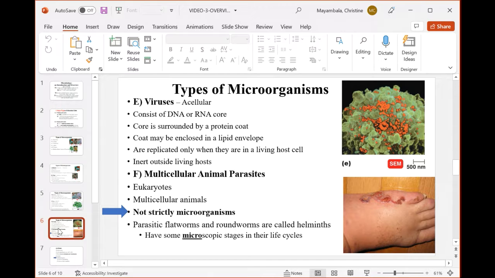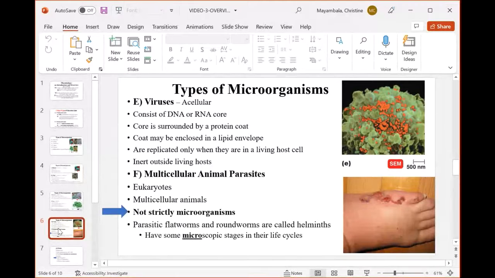But even though they're not complete cells, we know the kind of danger they can cause, because, as the slide says, the coat may be enclosed with a lipid envelope, but they also have a protein on that coat at the envelope. And that protein on the envelope is what allows them to enter a cell and cause infection.